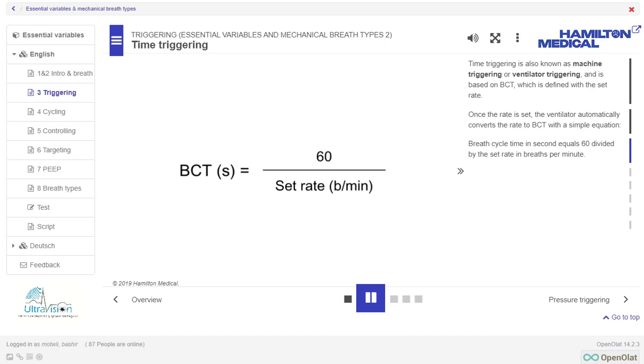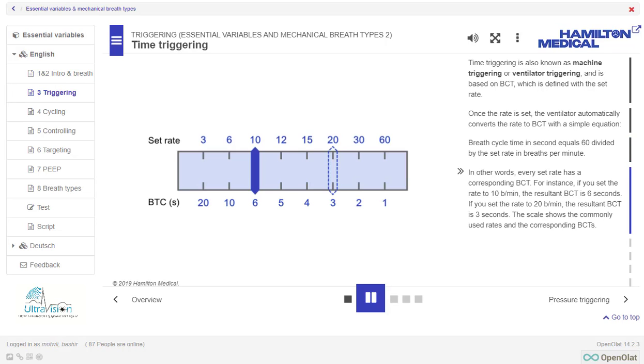Breath cycle time in seconds equals 60 divided by the set rate in breaths per minute. In other words, every set rate has a corresponding BCT. For instance, if you set the rate to 10 breaths per minute, the resultant BCT is 6 seconds. If you set the rate to 20 breaths per minute, the resultant BCT is 3 seconds. The scale shows the commonly used rates and the corresponding BCTs.